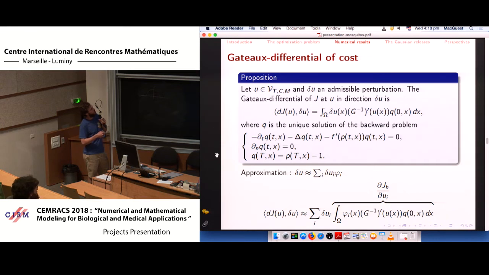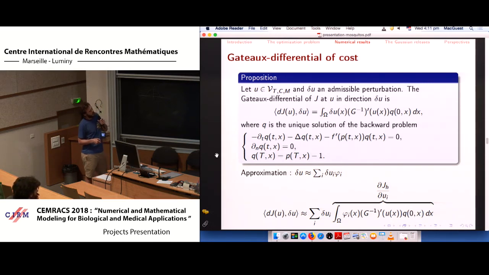If you consider a control and an admissible perturbation, then you can compute the Gateaux differential. So here's the expression. It's an integral of your perturbation, and it depends on q, which is the adjoint, in the sense of our PDE. To get the discretized version of this, again, you expand your perturbation in your basis of functions. And quite simply, what you get is that the partial derivative corresponding to the coefficient i is going to be this integral with the test function i.